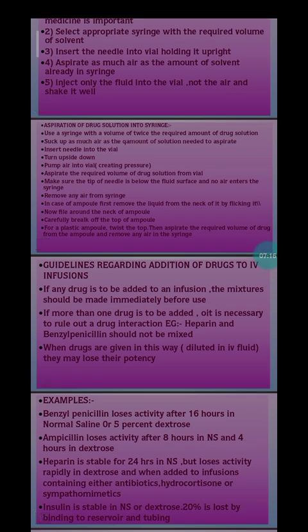Now, what are the guidelines regarding addition of drugs to an IV infusion? If any drug is added to an infusion, the mixture should be made immediately before use. If more than one drug is added, it is necessary to rule out a drug interaction. For example, heparin and benzyl penicillin should not be mixed, otherwise it can create complications. When drugs are given in this way, diluted in the IV fluid, they may lose their potency.